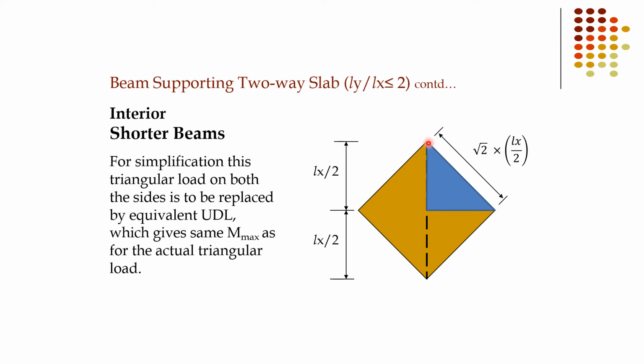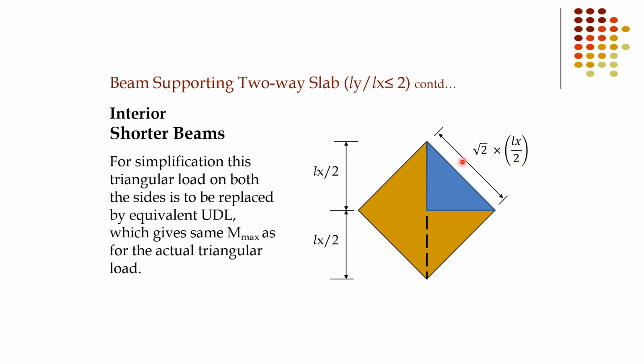Then to calculate this length, I will just use the Pythagoras theorem, lx by 2 whole square plus lx by 2 whole square, and the under root comes over both items. These two lengths are same, so lx by 2 whole square will be cancelled out with the under root and only the under root 2 will be left, so the answer will come under root 2 into lx by 2.